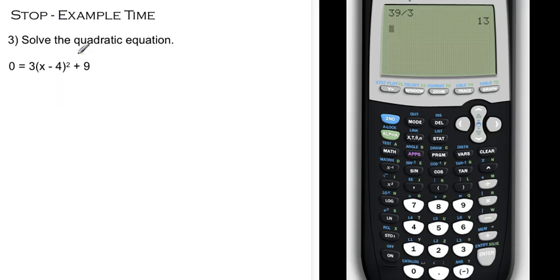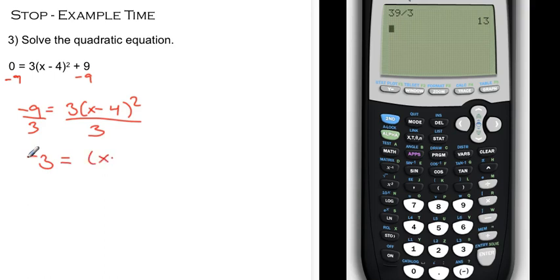Looking at a third and final example, it's equal to 0. That's great, so I'm going to start by getting rid of the addition or subtraction at the end. So I get negative 9 equals 3 times x minus 4 squared. Divide both sides by 3 because I want to undo any multiplication next. Now I want to take a square root, and so that leaves me with x minus 4 on this side.